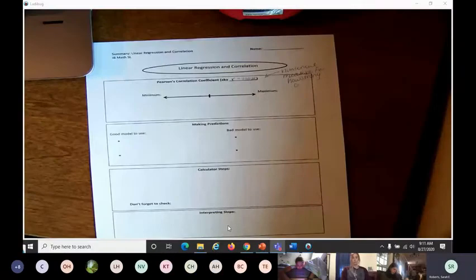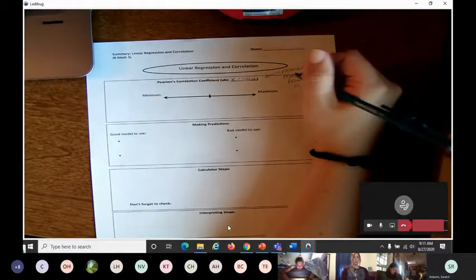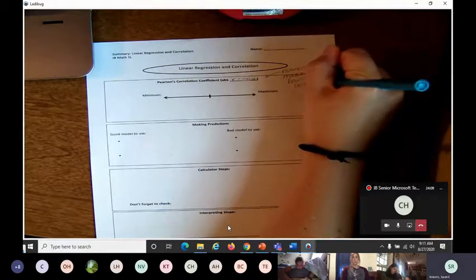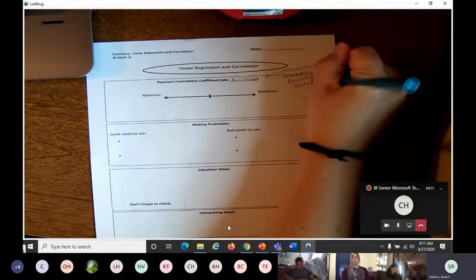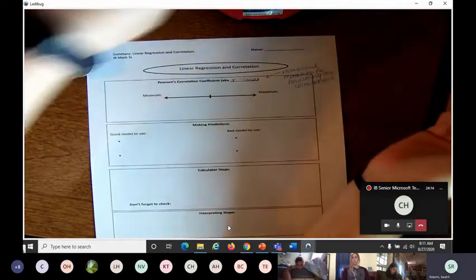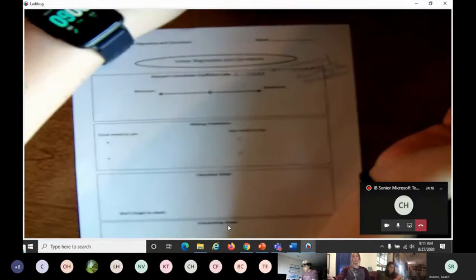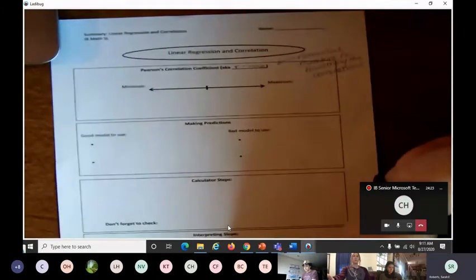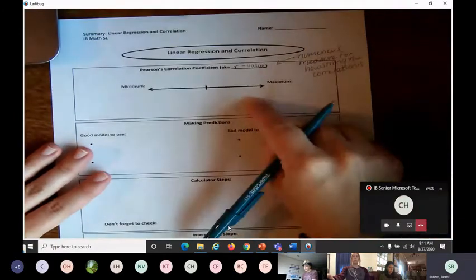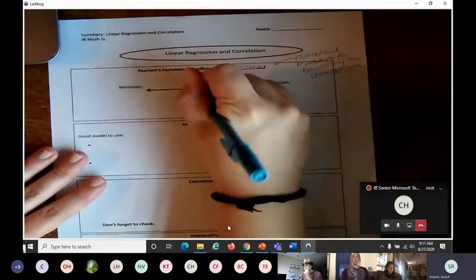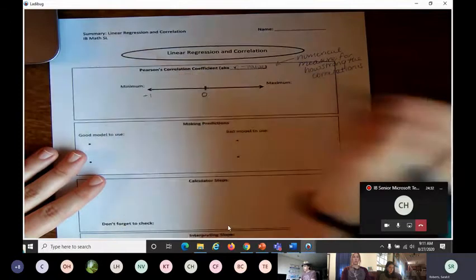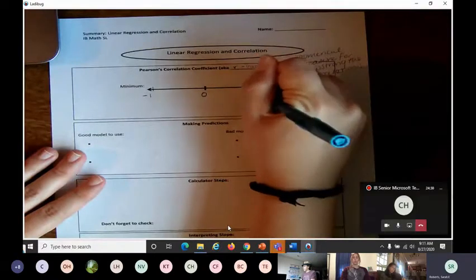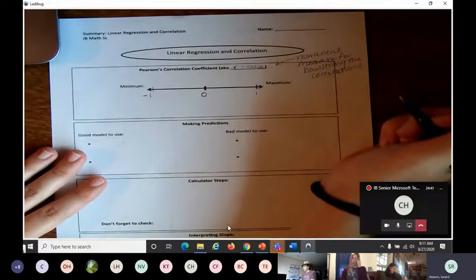Okay, so it's the numerical measure for how strong the correlation is. So we have this scale here. 0 is going to be in the middle. The -1 is on the one end. This is the lowest value it can take. And the highest value it can take is 1. It's always going to be between -1 and 1.